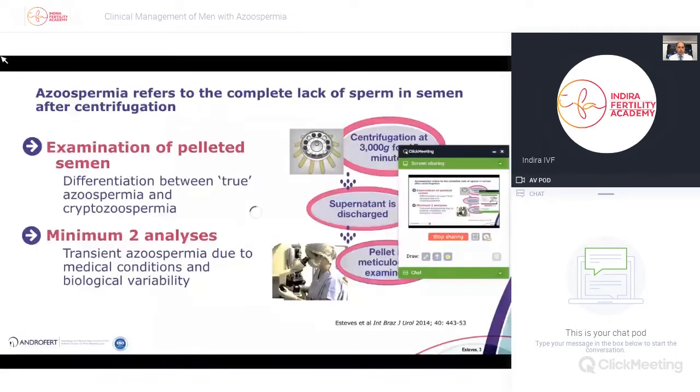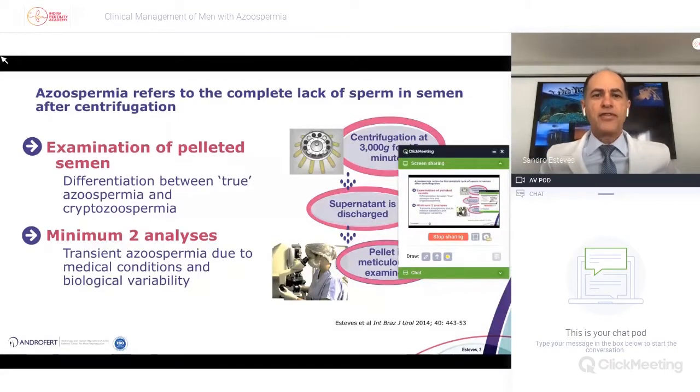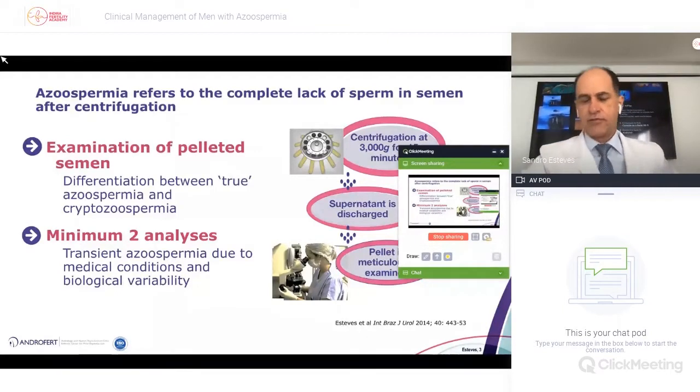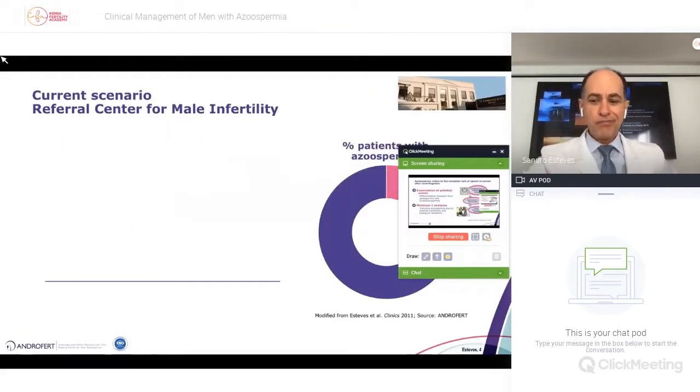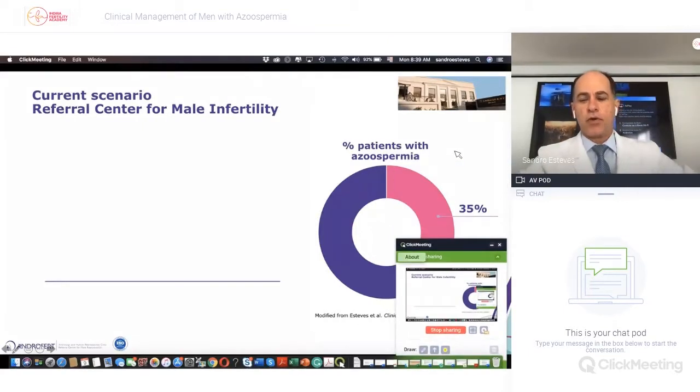In our clinic, usually we order 2 semen analyses when we have patients presenting with azoospermia, because there is some transient azoospermia that could be due to medical conditions, biological variability. So it's very important that you confirm at least twice after centrifugation that the patient has indeed azoospermia. In our center, about 35% of our patient population presents with azoospermia.